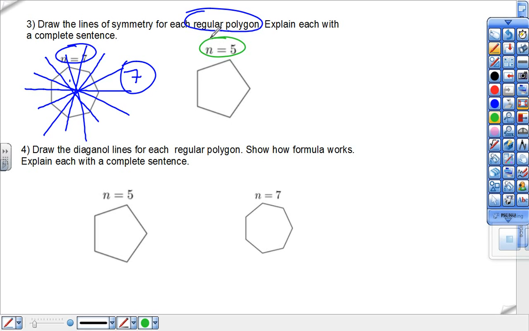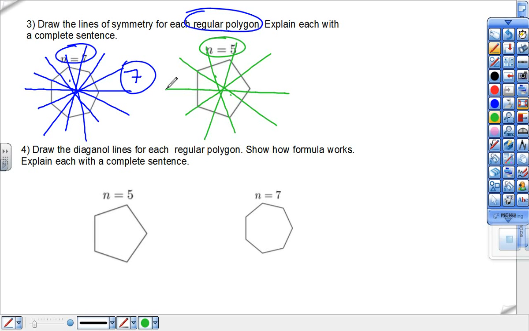Here I go. Here's 1. Equal sides, both sides. 1, 2, 3, 4, and 5. 5 lines of symmetry. As you get to the bigger objects, this gets harder to do. You might want to just believe me, the number of sides for a regular polygon always matches the number of lines of symmetry. All right, number 4, diagonals.